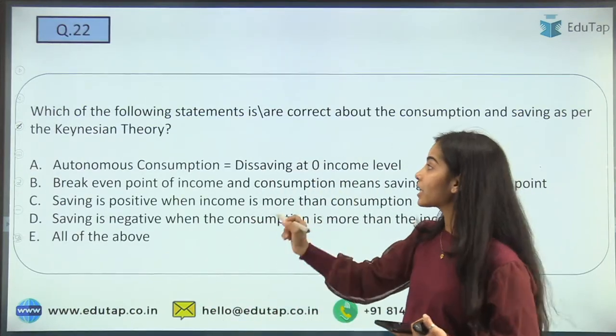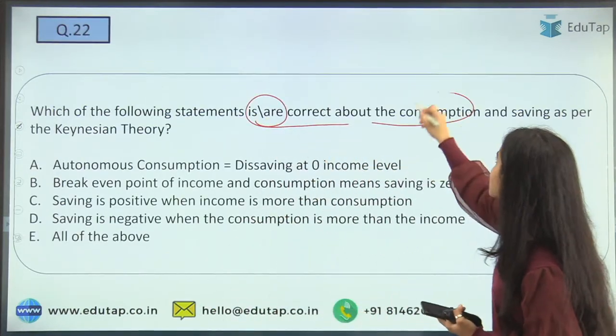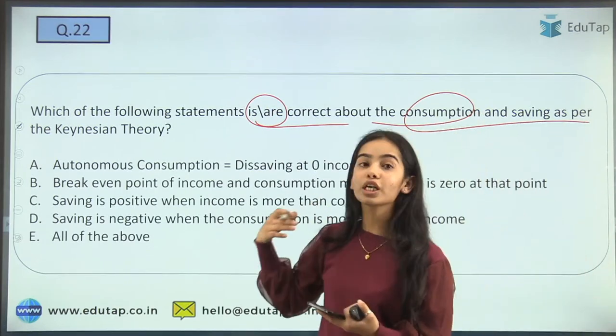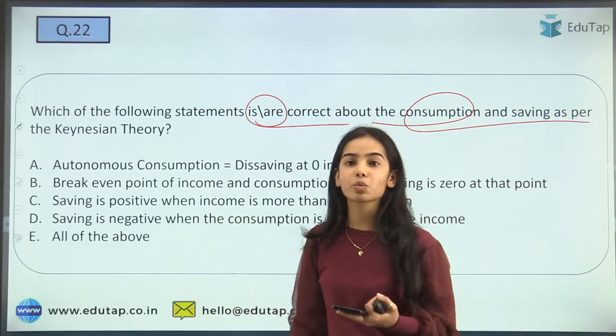Which of the following statements is or are correct about the consumption and saving as per the Keynesian theory? So try to give the right answer of this one.